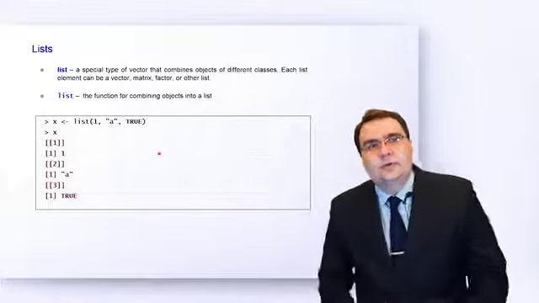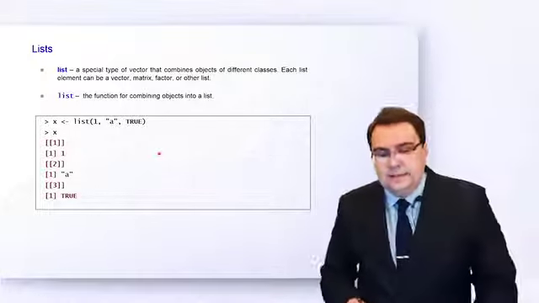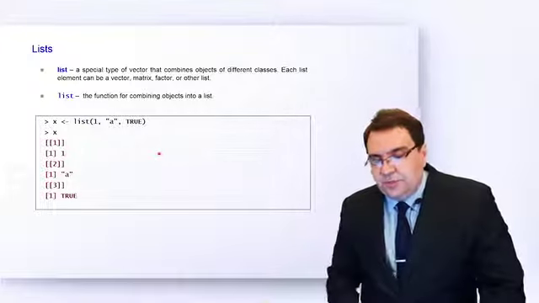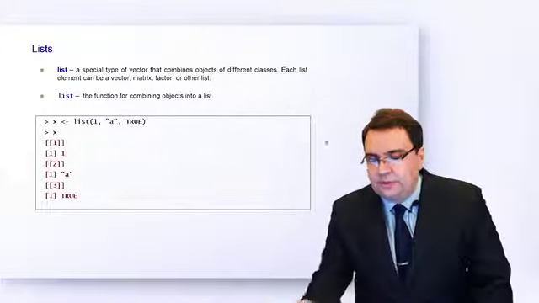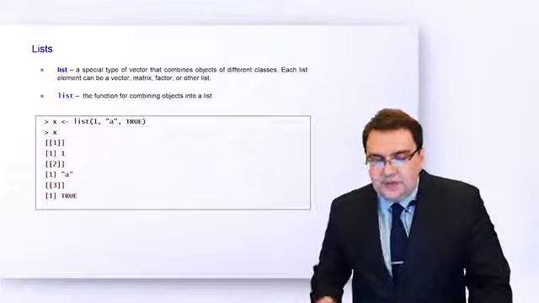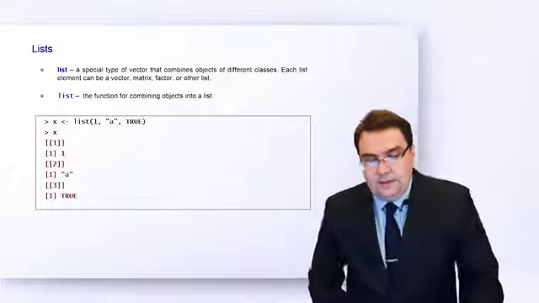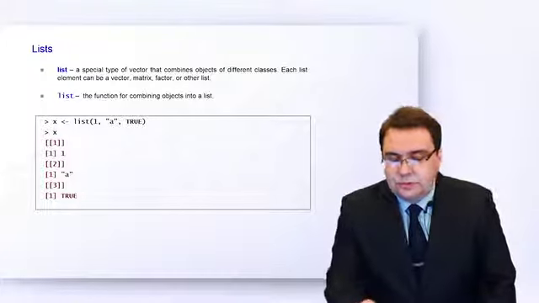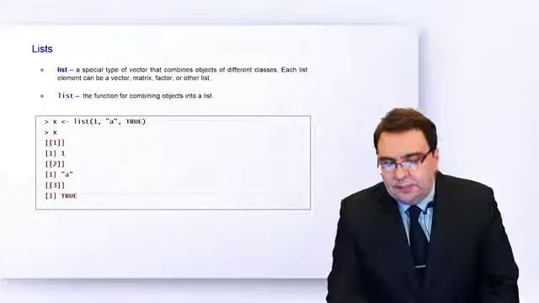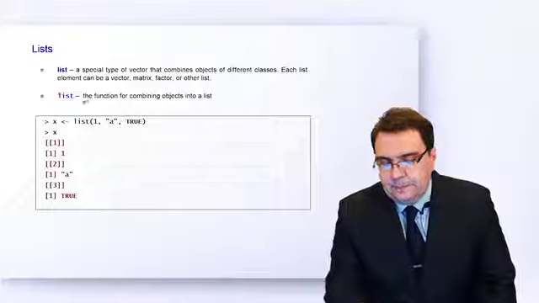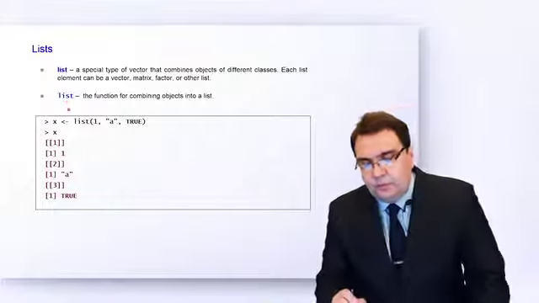The next important data structure is list. A list is a special type of vector that combines objects of different classes. Each element can be a vector, matrix, or other list. And the function which is used to produce an object of type list is list. So it is the function for combining objects into a list.